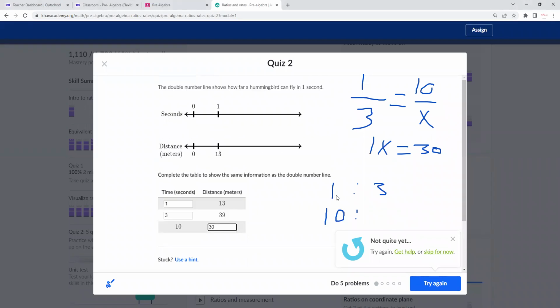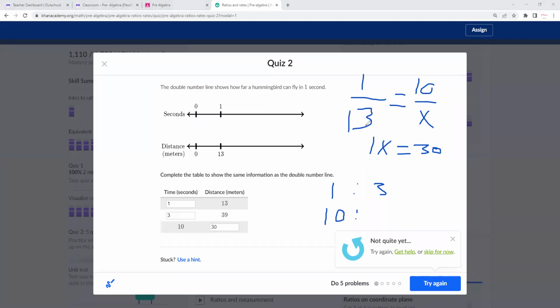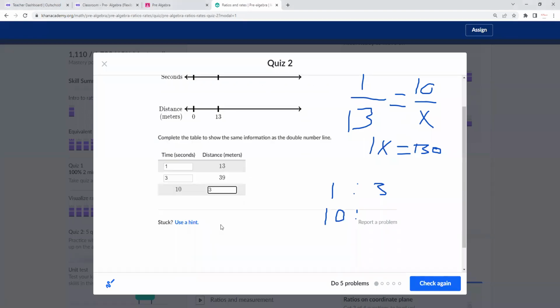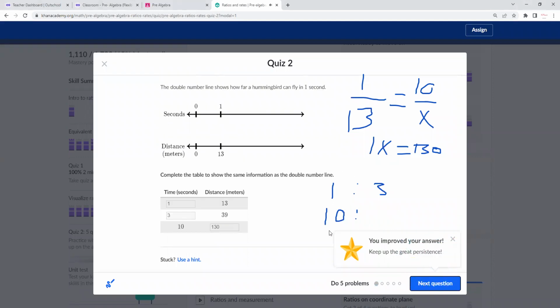Wait, something is off. Hold on. Oh, this should be 13. What am I thinking? So it should be 130. My bad. That was an accident. So sorry. 130. I forgot. I set it up wrong.